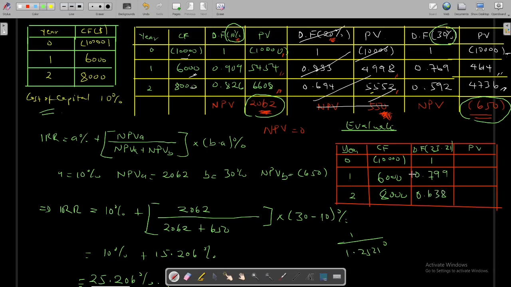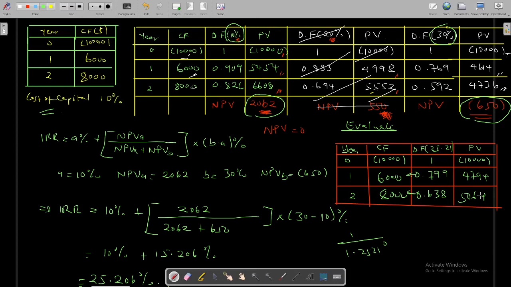So when we multiply the PVs by the cash flows, 0.799 times 6,000 will give us 47.94, and this one will give us 10,000. Then 0.633 times 8,000 will give us 50.64. Now 47.94 plus 50.64 will give us 98.58.